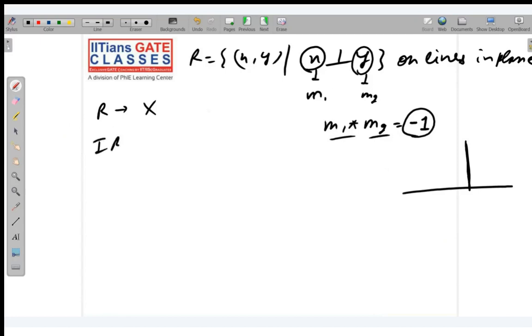What about irreflexive? Obviously it will be irreflexive, because no line is perpendicular to itself. There is no self loop.